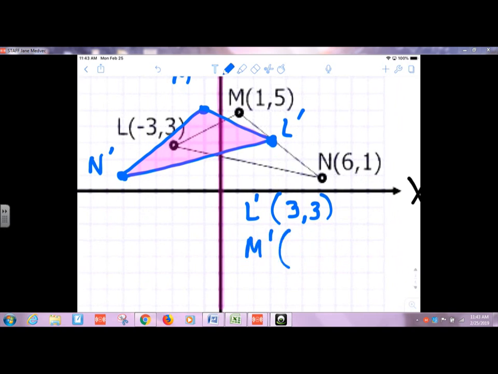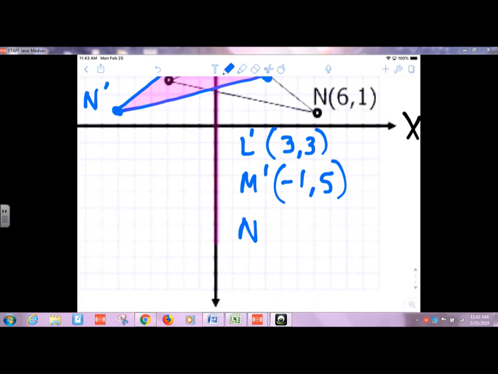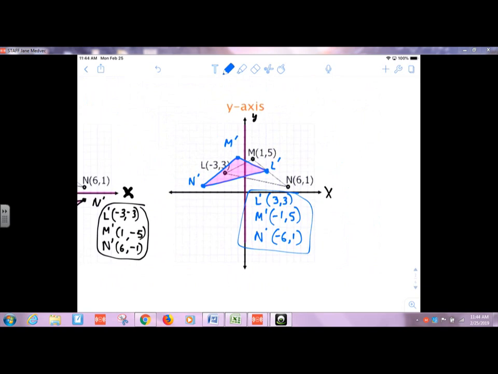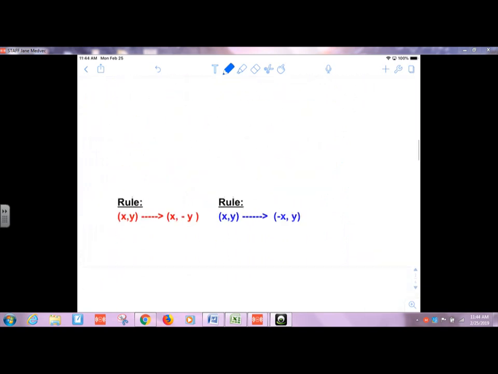M prime is going to be -1, 5. And N prime is going to be -6, 1. And I'm looking at not only the ordered pair, but I'm going to be looking at those triangles, and the final one is going to be shaded. All right, let's go on to the next slide.